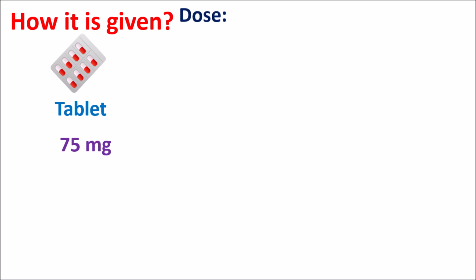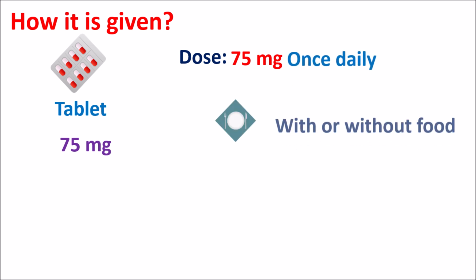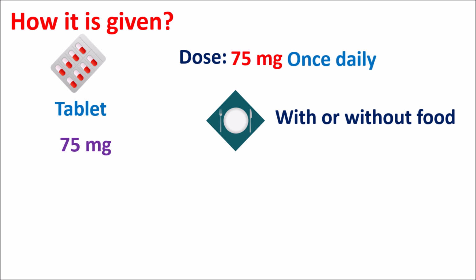How is it given? This drug is available as a tablet at a strength of 75 mg, and the dose of Vibegron is 75 mg given once daily. This tablet can be taken either with or without food, but the same time should be maintained each day. And if required, the tablet can be crushed, and it can even be combined with applesauce in order to mask the bitter taste of this tablet, as well as to reduce the nausea with this medication. So that's all about this medication Vibegron.